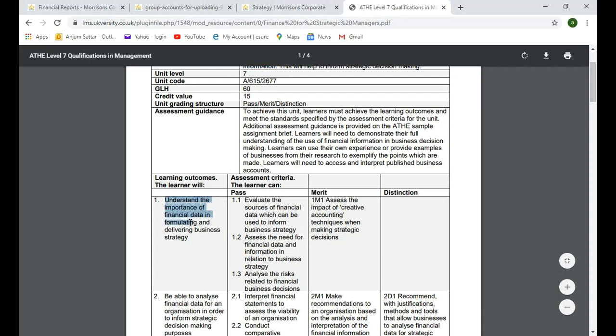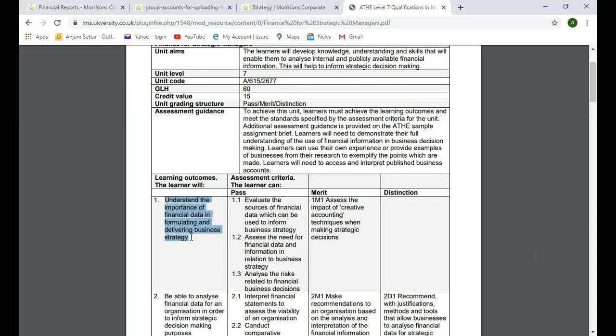Okay, so LO1 is to understand the importance of financial data, which we'll go through in today's lesson. What is meant by financial data, how we can collect the data, where the data is available, what is meant by business strategy. These are the key things. Evaluate sources of financial data, where we can get it. It can be internal, it can be external. External in terms of the financial statements; internal are internal reports, our budgets, our forecasts, all these are internal.